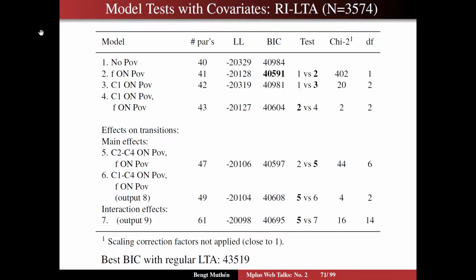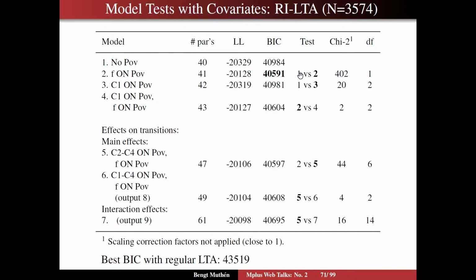In this segment, we'll take a look at the various kinds of models that you can entertain for RI-LTA with covariates. So on slide 71, we have 7 different models. The first one being, again, the model without covariate as a comparison. And then model 2, the model of key interest to us in RI-LTA, namely poverty influencing the random intercept factor f. So that adds one parameter, the slope of that regression, and we see a drastic improvement in the log likelihood with about 200 points here.